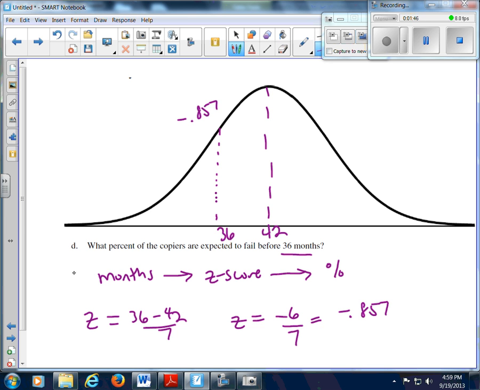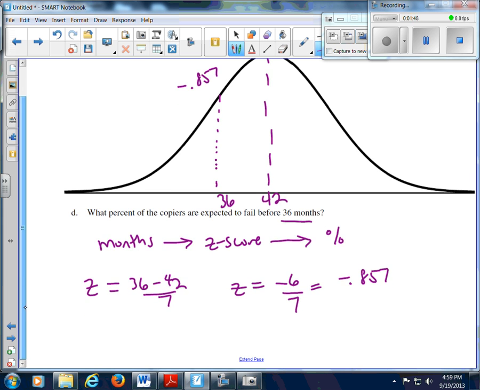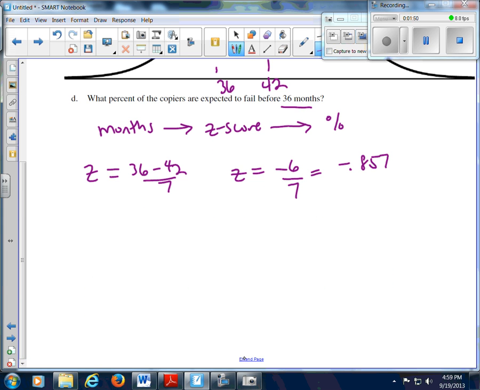All right, but anyway, it kind of explains and makes sense where we're at on our graph. It's a negative z-score because we're to the left. That makes sense because 42 months is the mean. 36 months has to come before the mean.